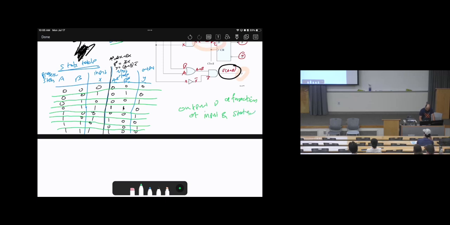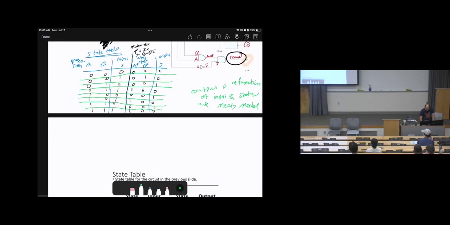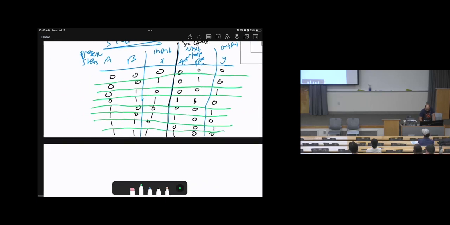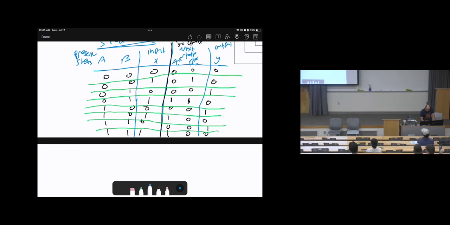Therefore, we will use the Mealy model. We cannot use the Moore model, okay? Now, how can we draw this? Look at the combinations in the states. We have 00, 01, 10, 11. So we have 4 combinations, right? Do you agree with me on this? Look at the state table.